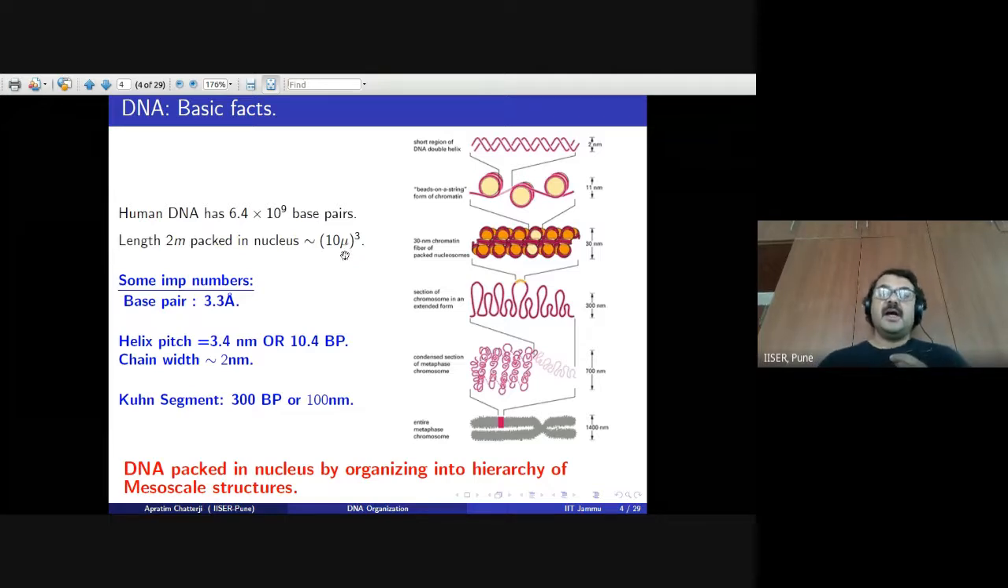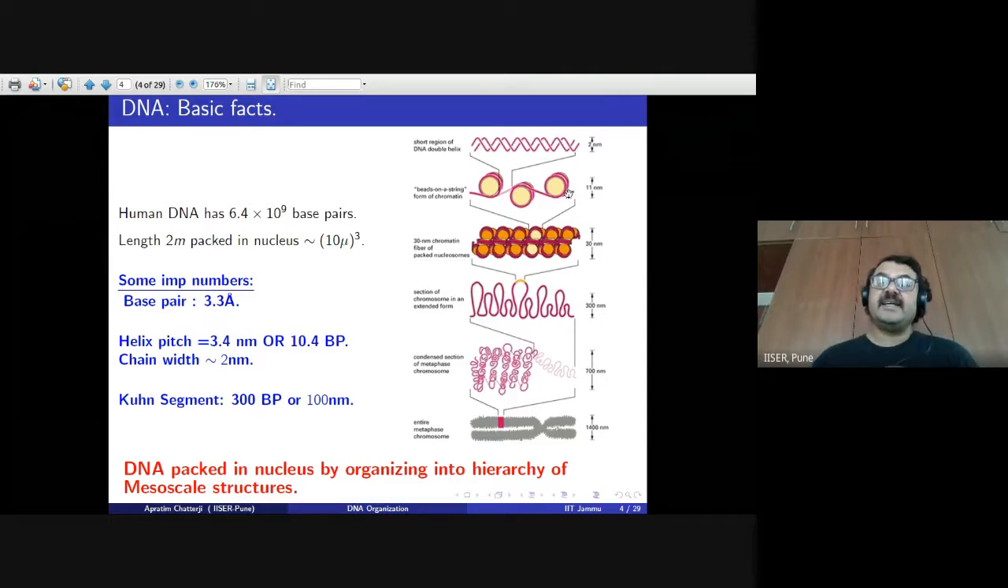And here is the familiar DNA helix structure, which you might all know about. It is 2 nanometers in diameter, and each base pair is 3.3 angstrom, so that in one helix pitch there are around 10.4 base pairs on average. Now, this DNA molecule, the basic double helix structure, is not typically lying inside the nucleus in a random fashion.